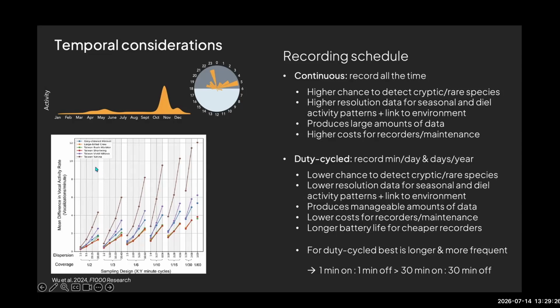And you can see that even if you're only sampling a sixth of the time, if you're doing it more frequently, so 1 minute on, 5 minutes off, you're actually getting a better result than if you're recording half of the time, but 30 minutes on, 30 minutes off. So more frequently is really important, but ideally, obviously, also as long as possible.